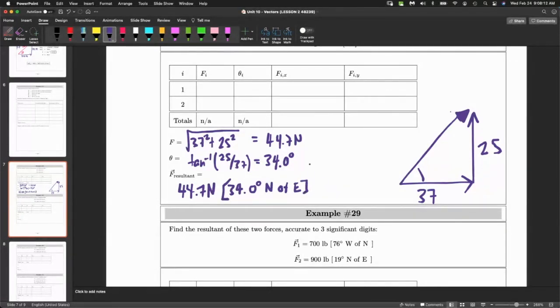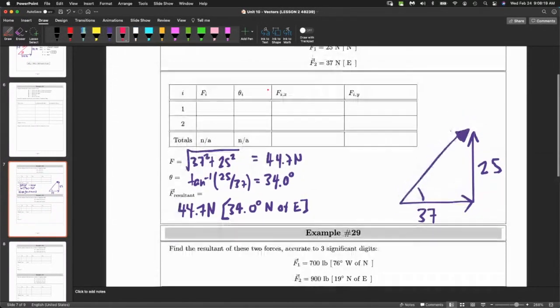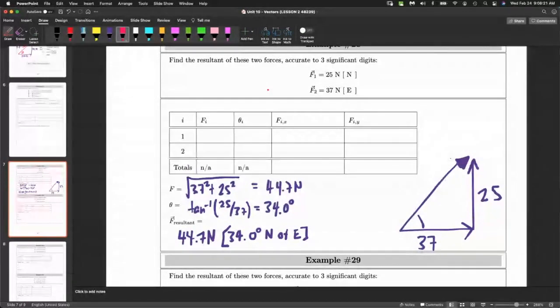But what if you did decide to use the table? What if you're like, no, would the table work? If I fill this table in, would it still work? Of course it'll work. That's why the table's so valuable for the tougher questions. Let's try this here. 25, 37.